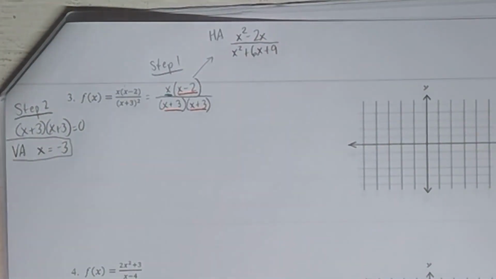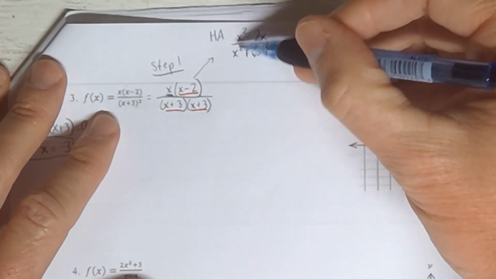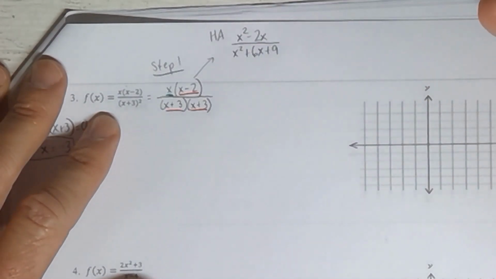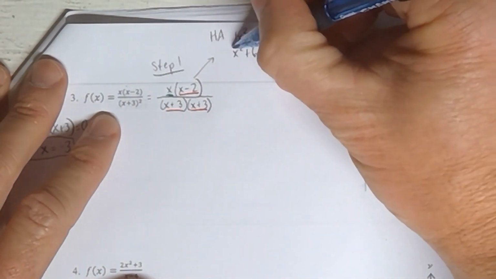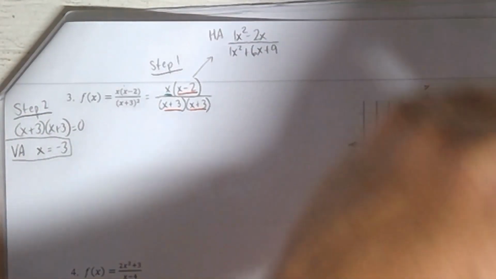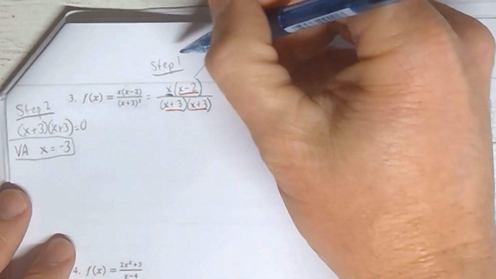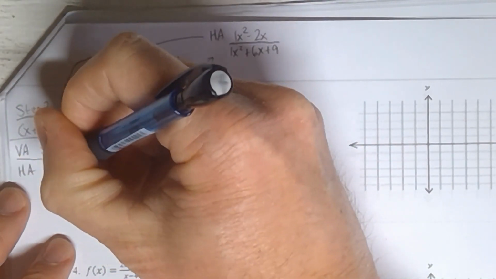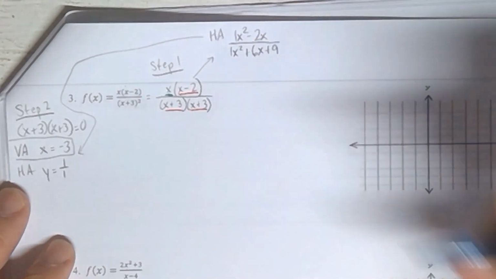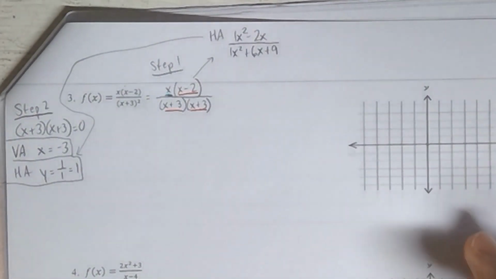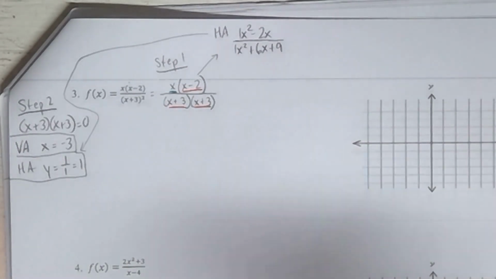Just like the first problem that we did, the degree on the top and the bottom is the same, degree 2 and degree 2, because the highest degree terms are 2. When that happens, you take the coefficients of the highest degree terms and you divide them. It won't always be 1 divided by 1, but it is here like it was before. And so that means that the horizontal asymptote is y equal to 1 over 1, which is equal to 1. You can just say 1 right there. Very similar to the first problem that we did. So those are your asymptotes.